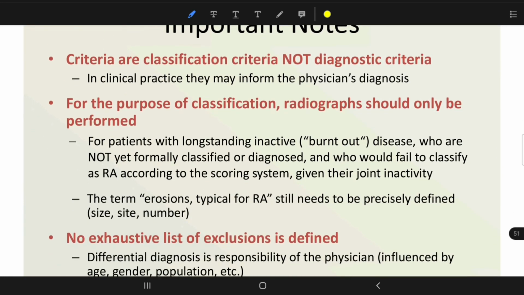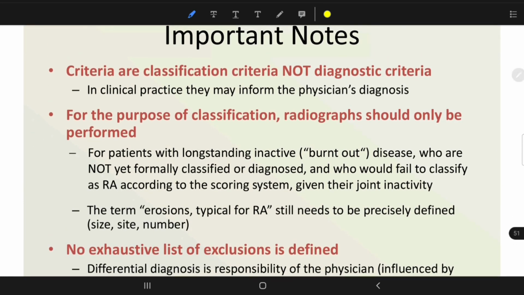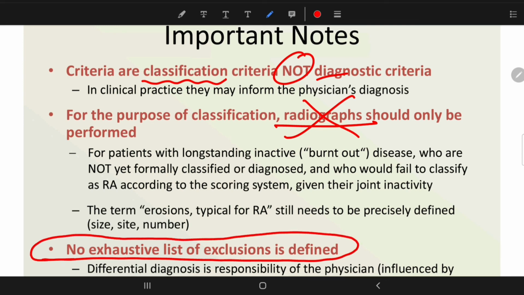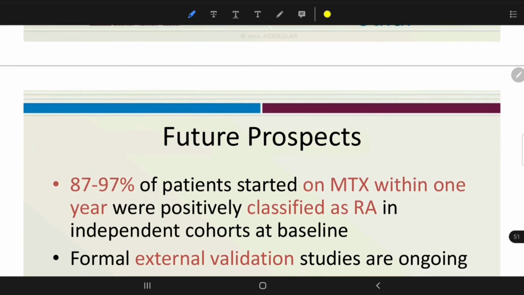Some important footnotes here are that these are classification criteria, not diagnostic, as we have already seen, and radiographs should not be obtained in this new criteria, only in some cases. And there is a drawback of this classification, that there is no exhaustive list of exclusions defined by this criteria.